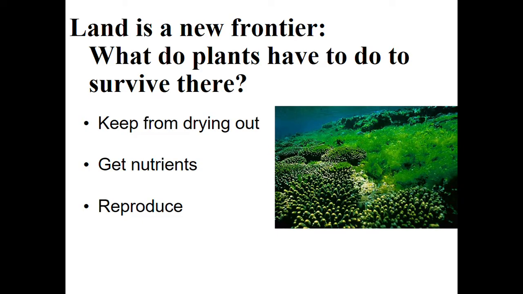In order to be successful and to survive and thrive on land, plants need to keep from drying out. They need to get their nutrients, and they need to have the ability to reproduce. So we're going to look at the adaptations for plants to be able to do all of these things.